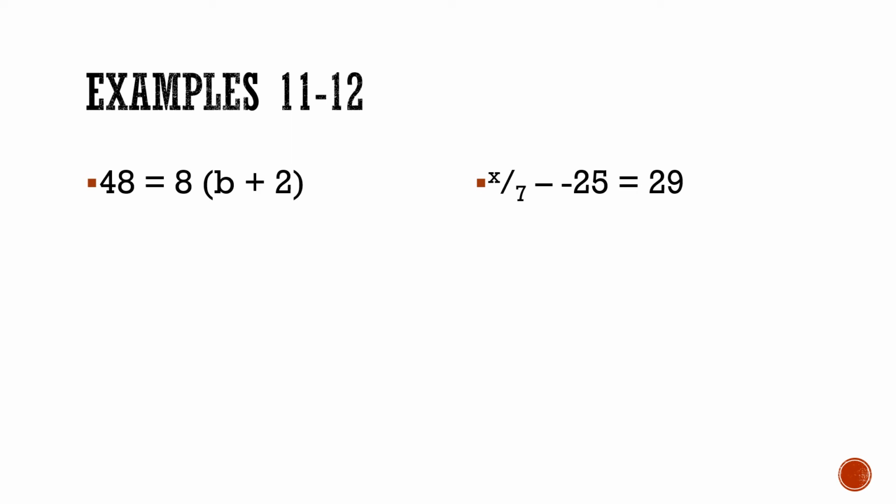Okay, pause your video and do 11 and 12. So you will need to distribute number 11 in order to set up your two-step equation. And then in number 12, this is x over 7 minus negative 25 equals 29. So go ahead and pause your video and try those two.